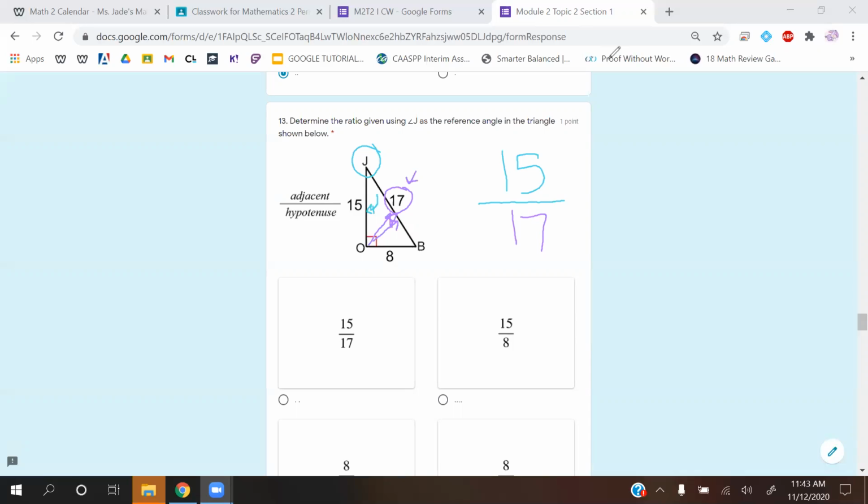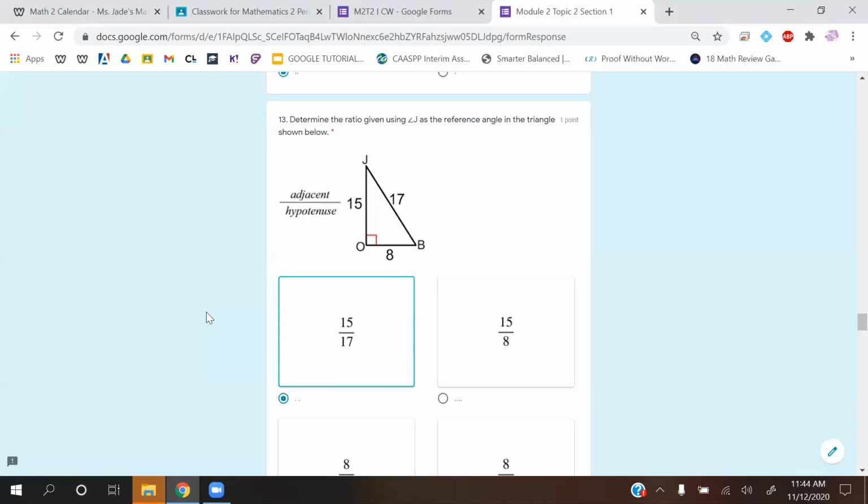Okay, so adjacent is right next to J, and then the hypotenuse is the one directly across from the right angle. So the hypotenuse is the 17. So we got 15 over 17 here. Let me clear all drawings. We got 15 over 17.